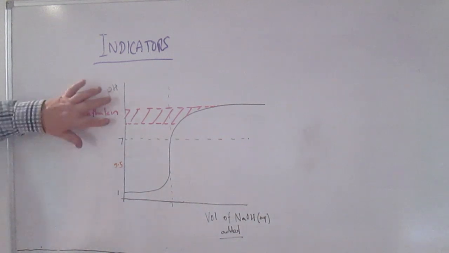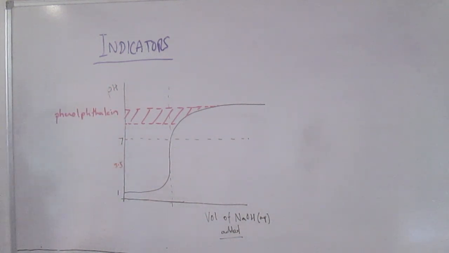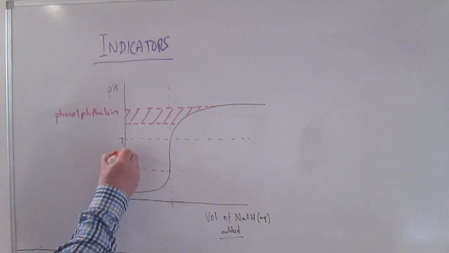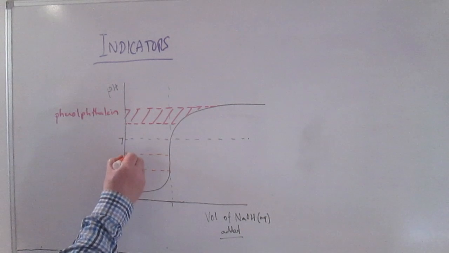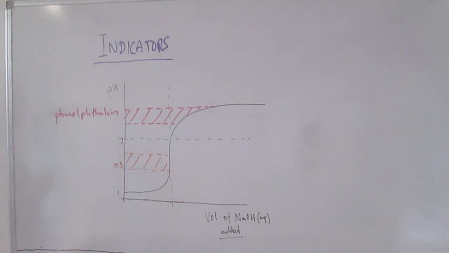Methyl orange was fine up here because it was vertical, but it had the same kind of problem in the low pH region. If we do this now with methyl orange, and we mark the methyl orange range on, it's going from sort of there to there, and you can see it's fine. It's within the vertical region, so you're going to get a faithful approximation to the true neutralization point.